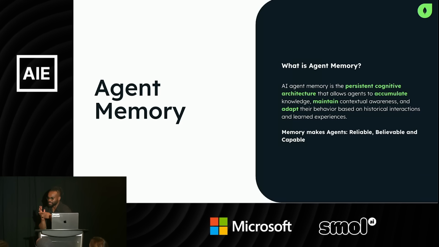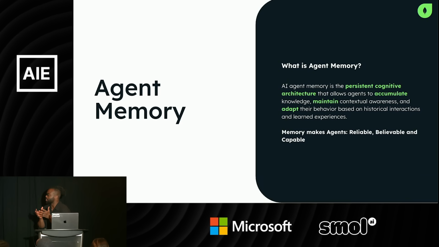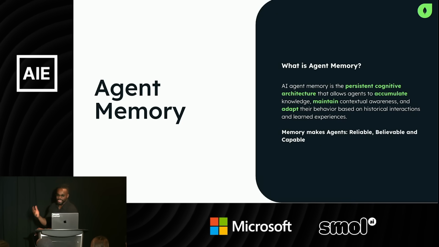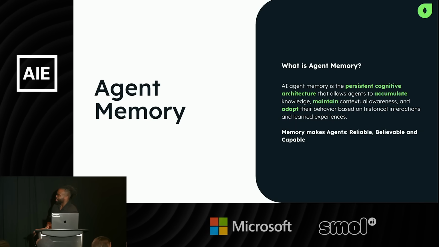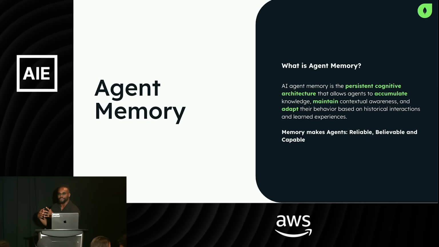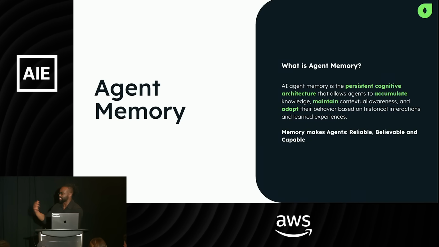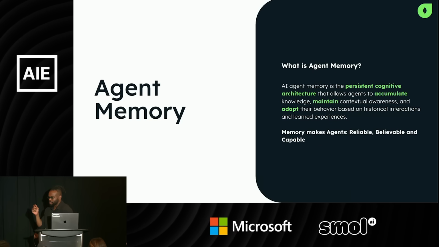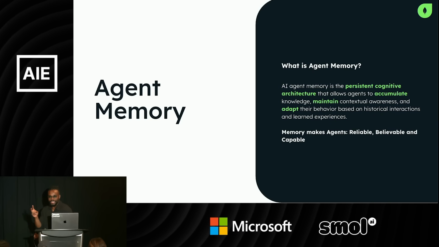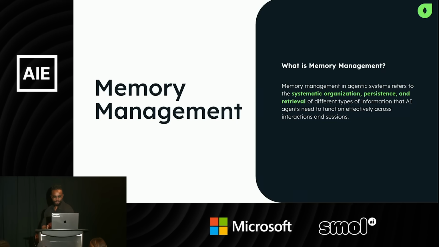Agent memory is the mechanisms that we are implementing to actually make sure that states persist in our AI application. Our agents are able to accumulate information, turn data into memory, and have it inform the next execution step. But the goal is to make them more reliable, believable, and capable. Those are the key things.